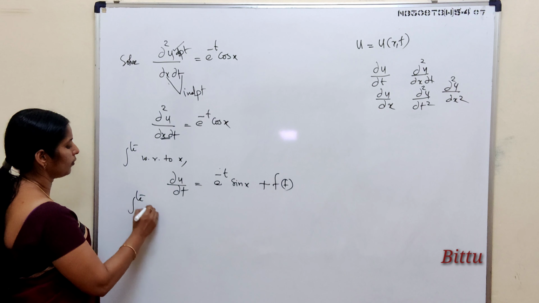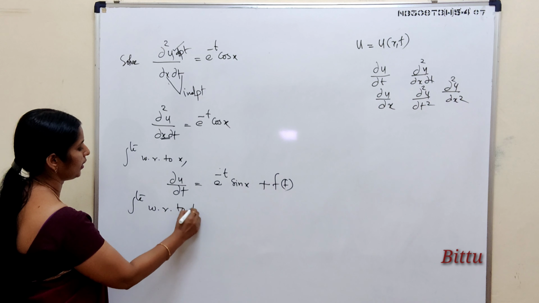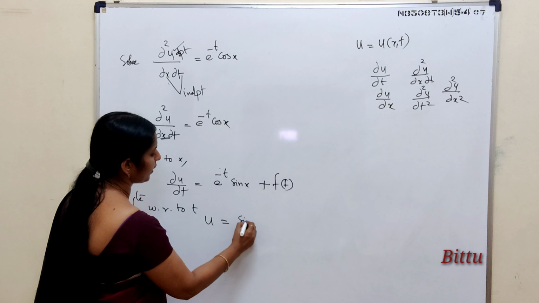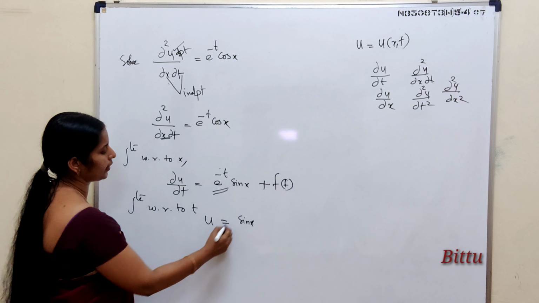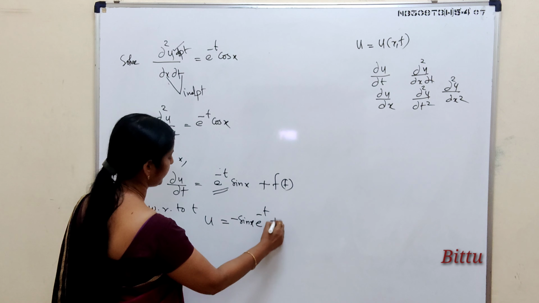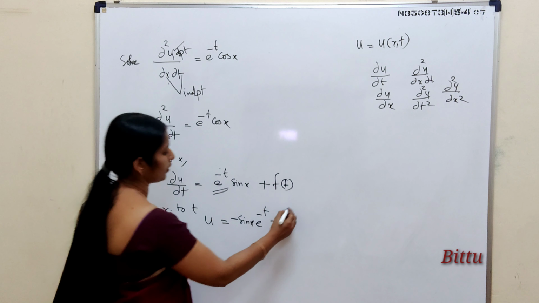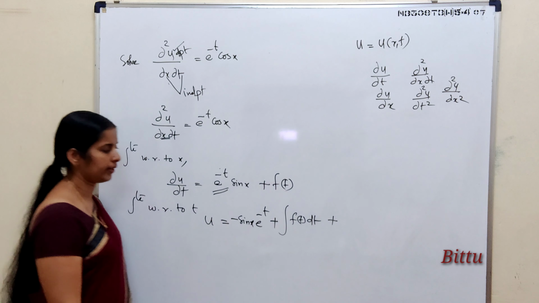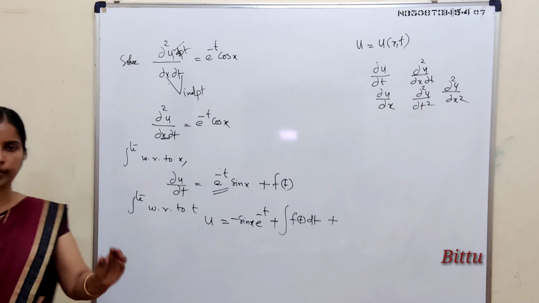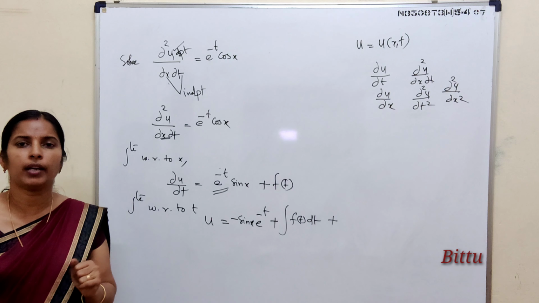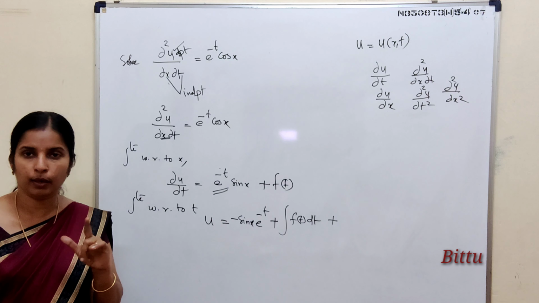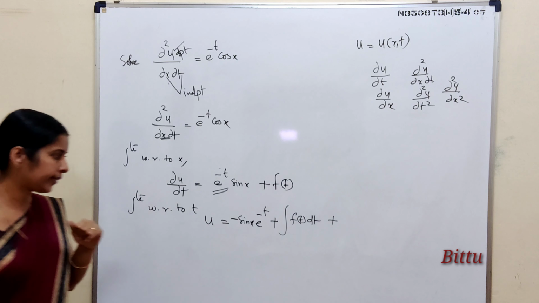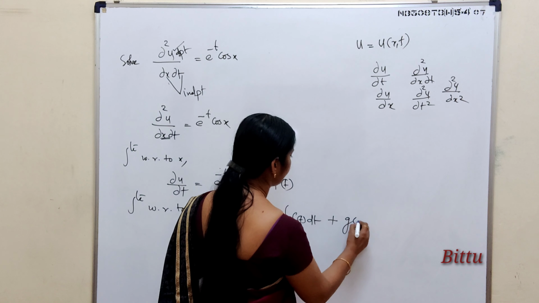Again, you integrate with respect to t. u is equal to sin x, which is a constant. What is the integral of e raised to minus t? It is minus e raised to minus t. We are integrating with respect to t, so we have to integrate f(t): it is the integral of f(t) dt. After integration, you put a constant. While differentiating partially with respect to t, we kept x as a constant. So you have to keep the constant as a function of x. That will be g of x.